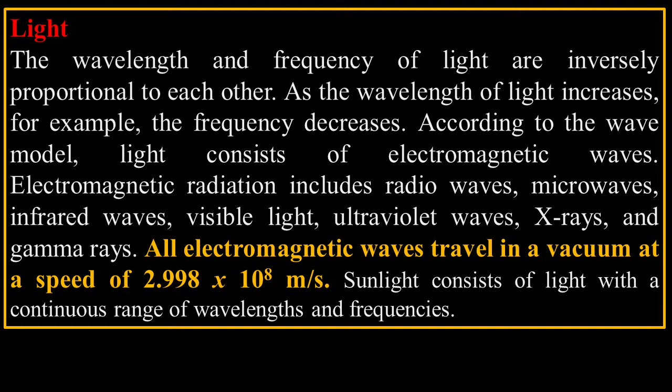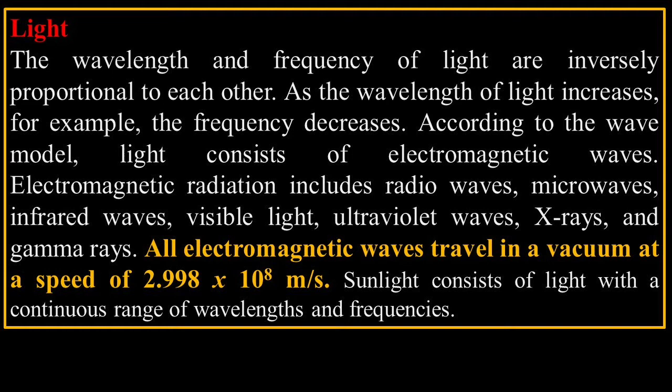The wavelength and frequency of light are inversely proportional to each other. As the wavelength of light increases, for example, the frequency decreases. According to the wave model, light consists of electromagnetic waves. Electromagnetic radiation includes radio waves, microwaves, infrared, visible, ultraviolet waves, X-rays and gamma rays. All electromagnetic radiation travels in a vacuum at the speed of essentially 3 times 10 to the 8th meters per second.